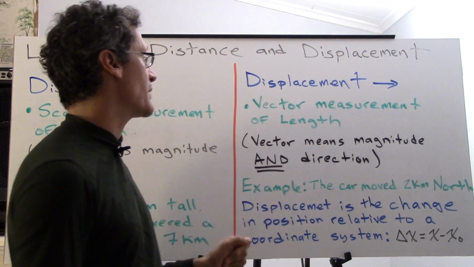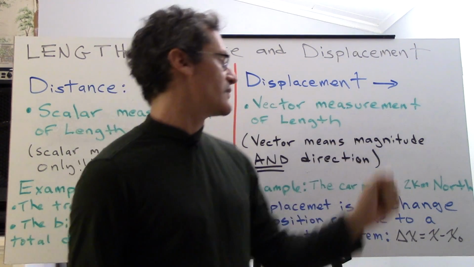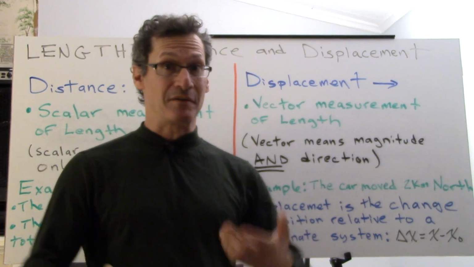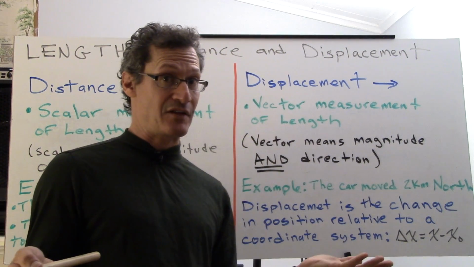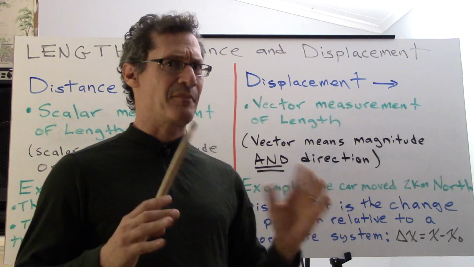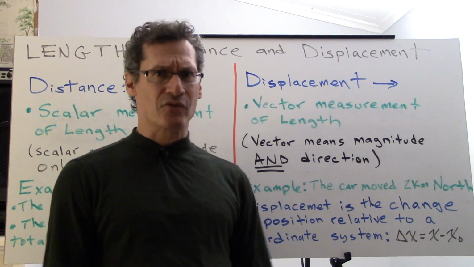Whereas displacement is a vector measurement of length. Vector means magnitude and direction. If you've seen the movie Despicable Me, the animated feature, there's a villain called Vector, and he's kind of like the up-and-coming villain. And he's made up of magnitude and direction.